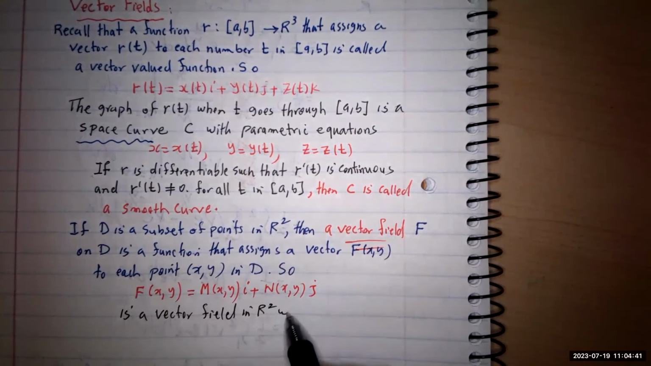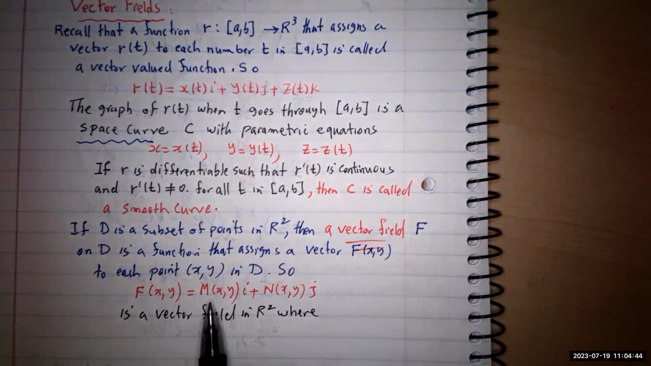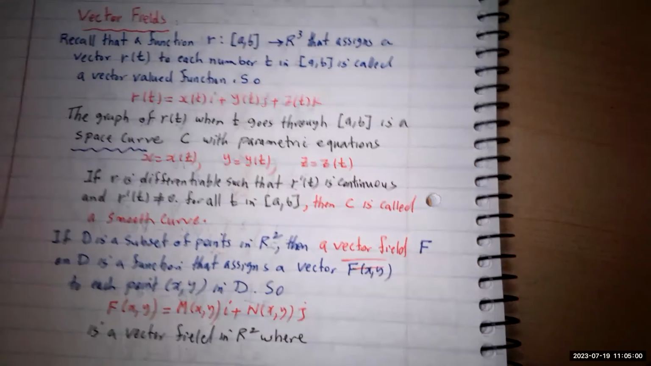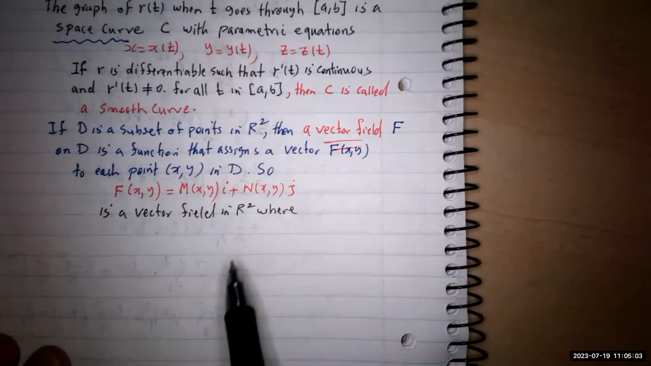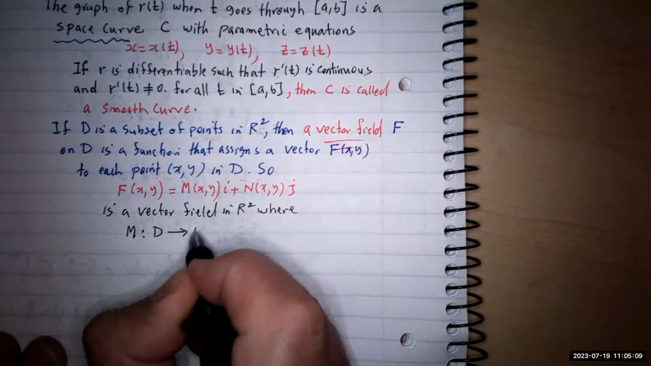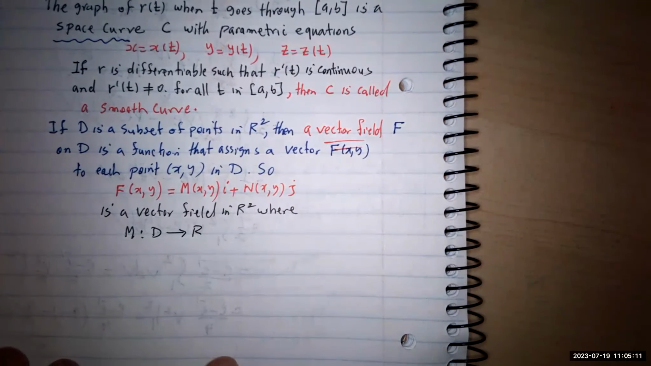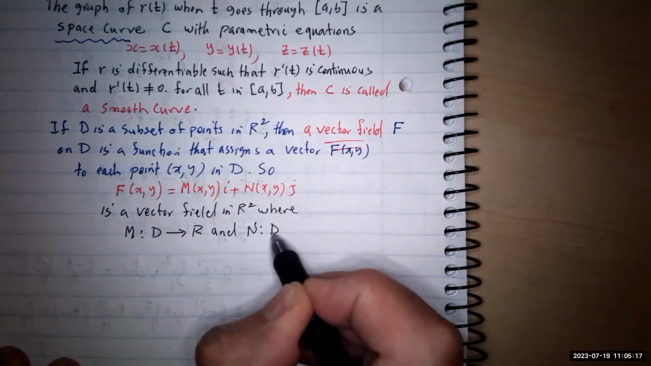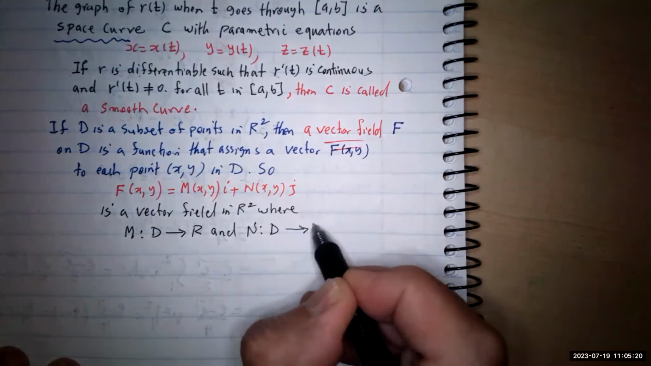Now, just to remind you, these components by themselves are functions. Now, what type of functions are these? These are functions of 2 variables, but they are real valued functions. So m is going to be a function defined on the domain D to R. So it is a function of 2 variables, real valued, and n is the same. n is also a function defined on the domain into R.